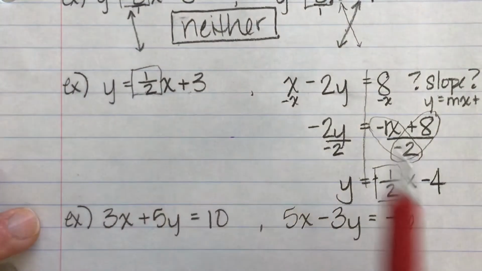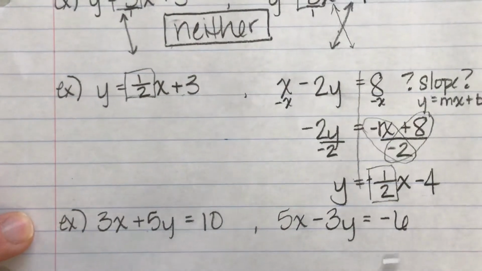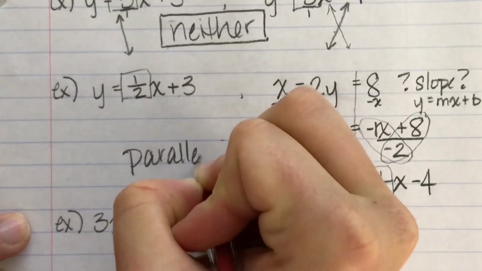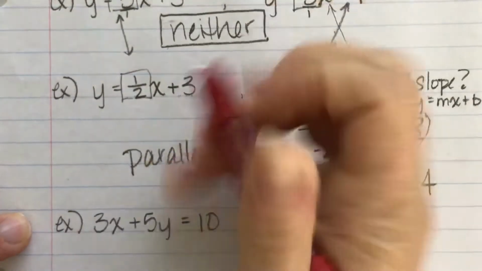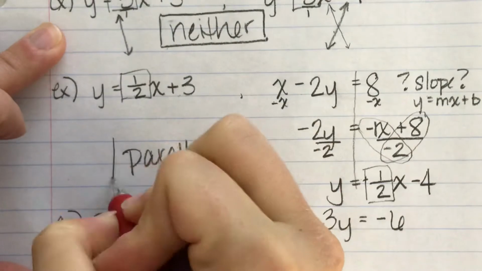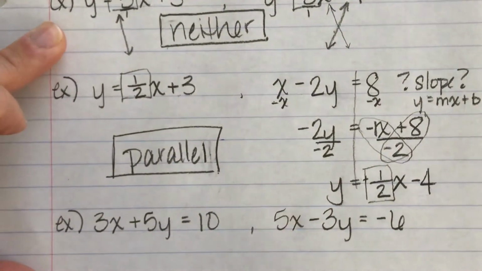Well, this one's crossing at positive 3. That one's crossing at negative 4. So these are, in fact, parallel. Oh, I don't know why I wrote parallel. That doesn't make sense. Parallel. Okay, so there's your answer on that one.